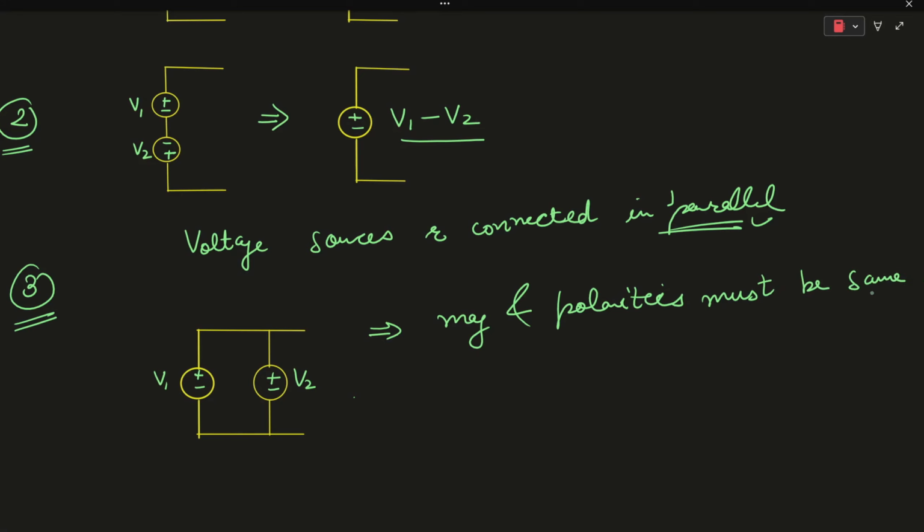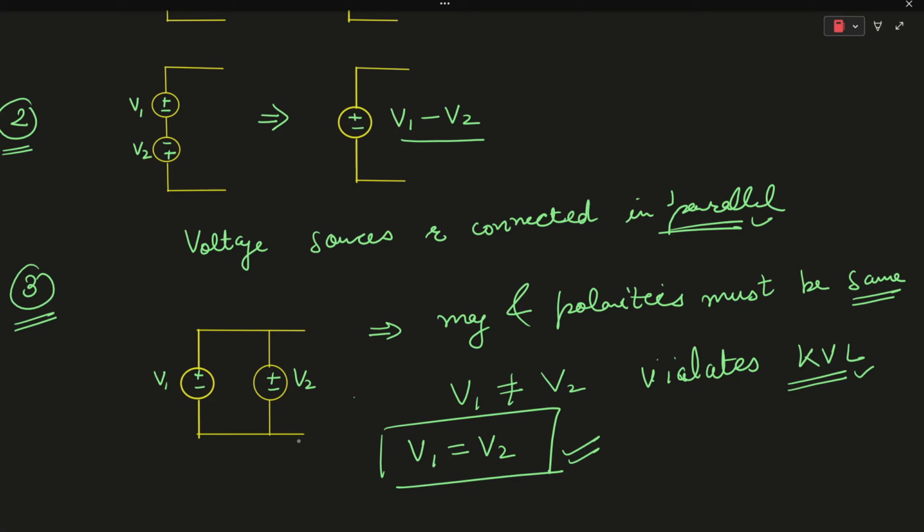The reason for that is that if V1 is not equal to V2, they violate KVL, Kirchhoff's voltage law. So in order to have a parallel connection of the voltage sources, V1 must be equal to V2, and it is also applicable for two or more than two voltage sources connected in parallel.